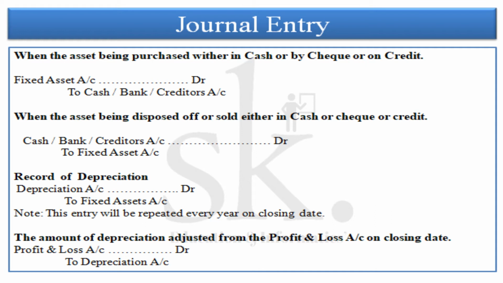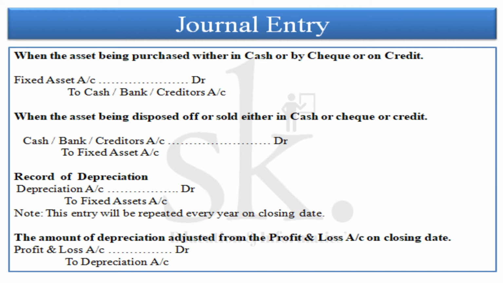Now the reverse will be the entry when you are selling or disposing of the asset. So cash, bank or creditors will be debited to fixed asset when you are selling this particular asset. Kindly note, we haven't discussed the point that if you are selling an asset, there might be a profit or loss on sale of an asset. That will be discussed in the later part of our video.